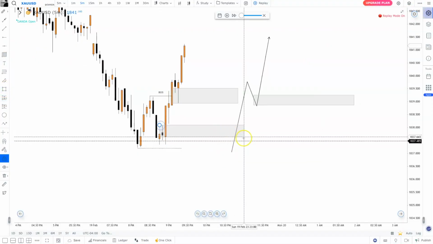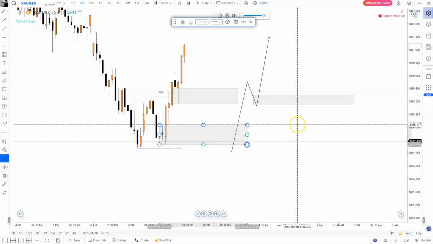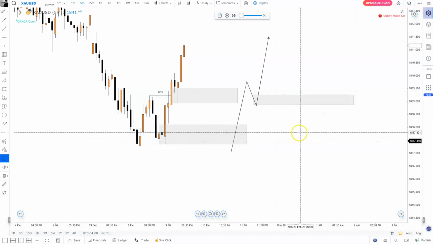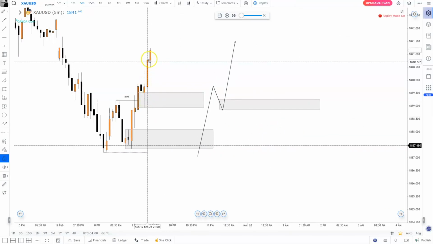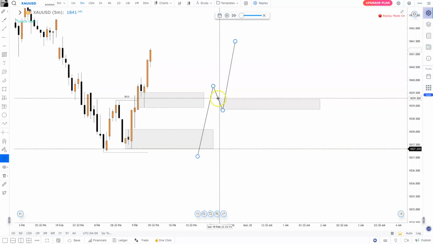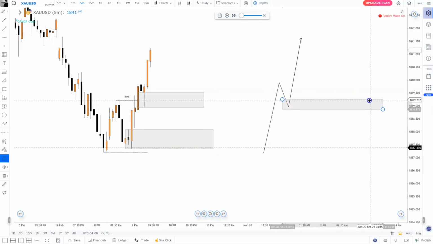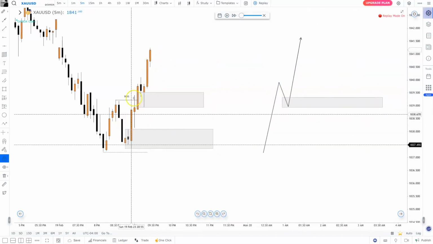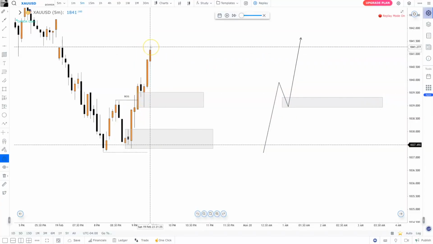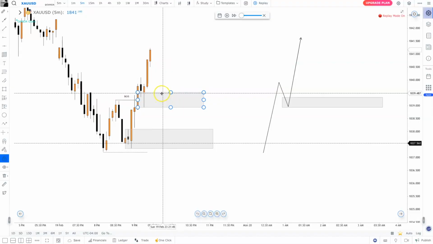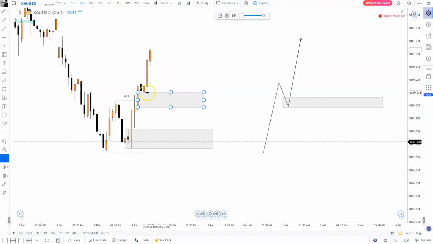Okay, and another zone would be perhaps right here at the bottom. Okay, this is the origin. So we have the POI, and we have the origin. So far, what we see is a very aggressive move to the upside. It doesn't make sense for us to be looking to place a position here on a buy, right? On a buy limit order.